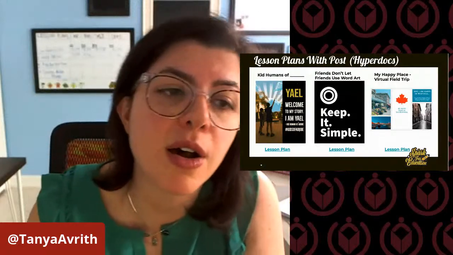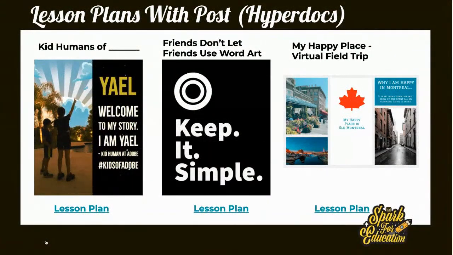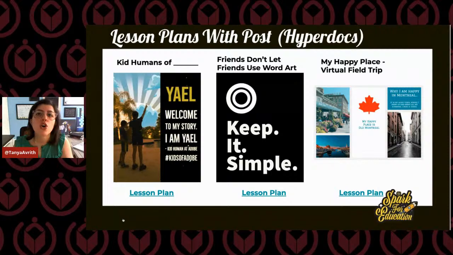These are some examples of actual student work through some of the lessons or hyperdocs that I've created with the use of Spark Post. Some of the examples here are, I had students use Spark Post to create a graphic about themselves. If you're familiar with Humans of New York, he's a really famous photographer in New York who basically went around New York snapping pictures and interviewing people around the city, and it really took off.